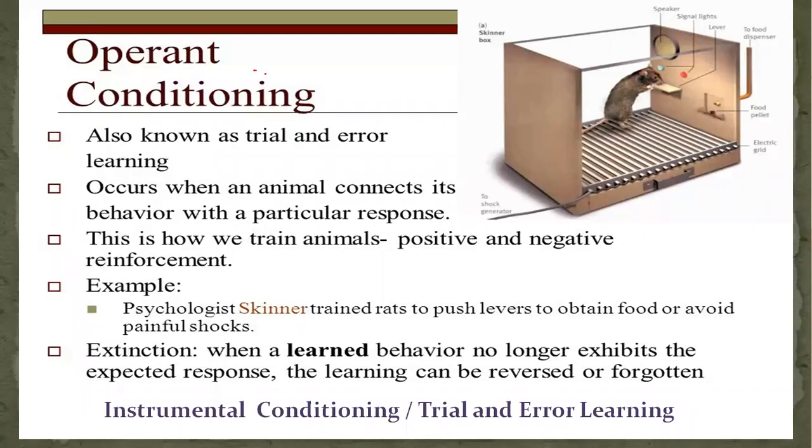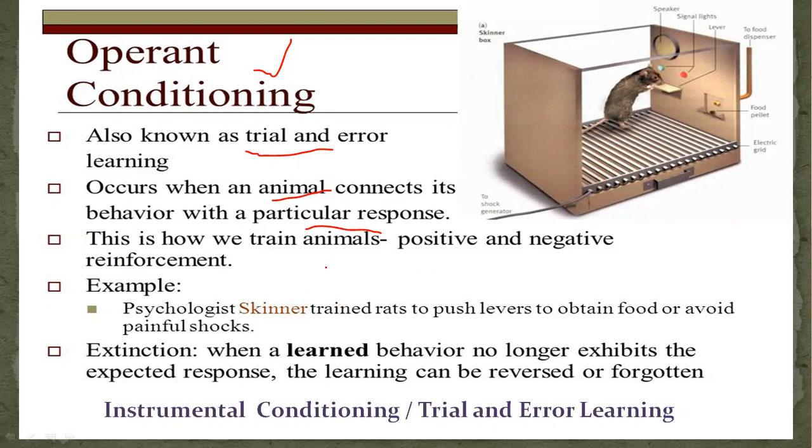Then we will see operant conditioning, that is also known as trial and error learning. Like the person tries by chance, or sometimes errors are produced, so they give the specific response. That occurs when an animal connects its behavior with a particular response. We'll discuss this in the experiment done by B.F. Skinner, who trained rats to push a lever to obtain food or to avoid painful shocks.